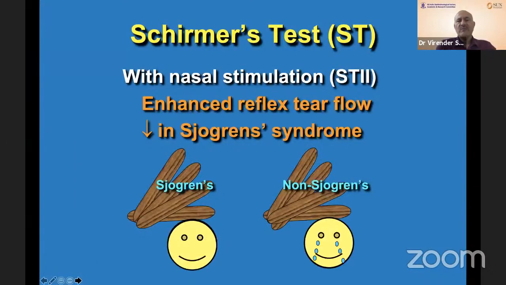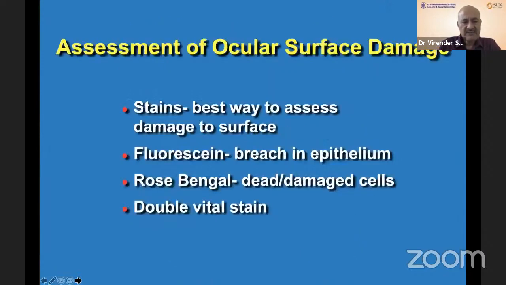One of the most important differentiating features, if you are dealing with Sjogren-associated dry eye or not, is doing the reflex tearing test. In patients with Sjogren syndrome, there would not be any increase in reflex tearing once you do the test, and in other dry eyes, there will be an increase in the wetting in this reflex testing.